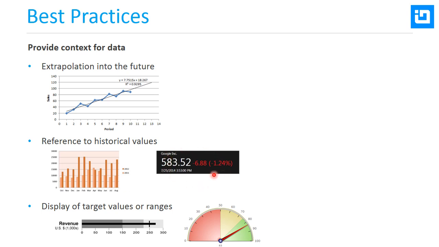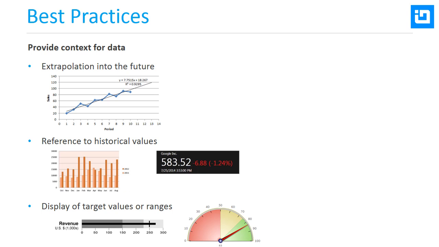Or here, the dashboard about the stock prices. I see here that for Google, at one point last year, the stock price was $583, and it actually was down that day. So again, not only just showing the price, but also a reference: it's actually lower than it was right before.